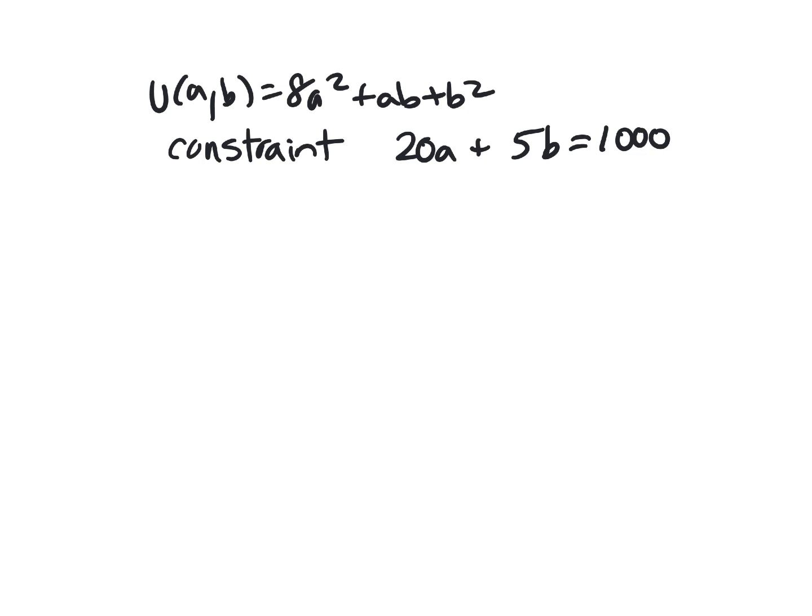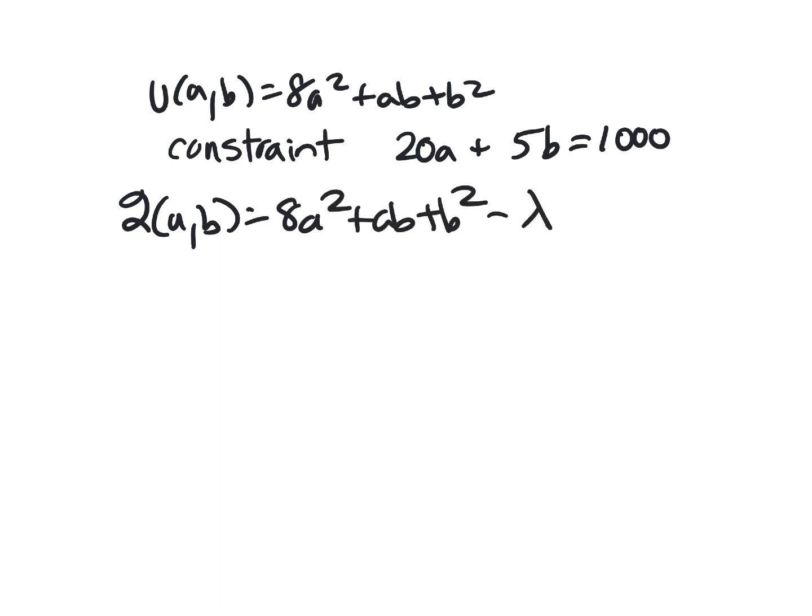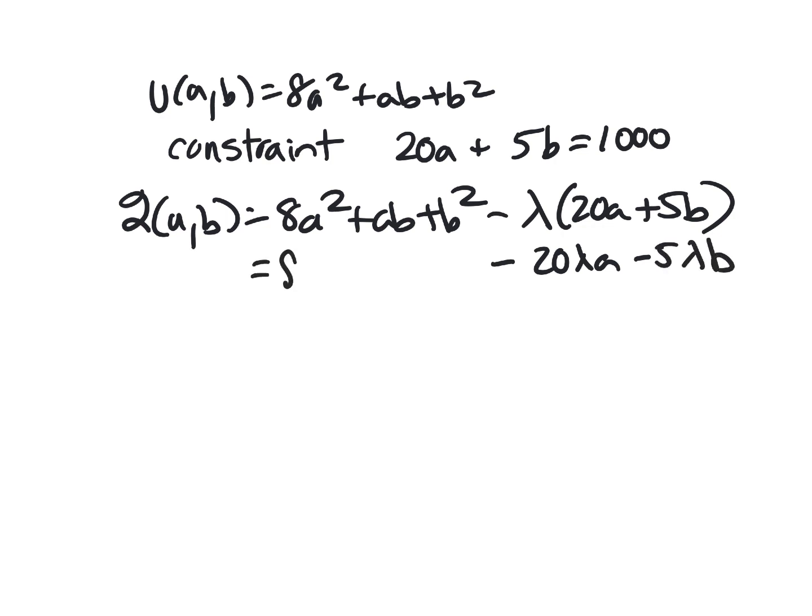Okay, so let's do the Lagrange multiplier equation in terms of A, B. Just like before, it's the original equation minus lambda, the multiplier constant, and then you've got this constraint, the relationship between the variables. Okay, and if we just distribute, this is minus 20 lambda A, minus 5 lambda B. I'll just rewrite the whole thing.